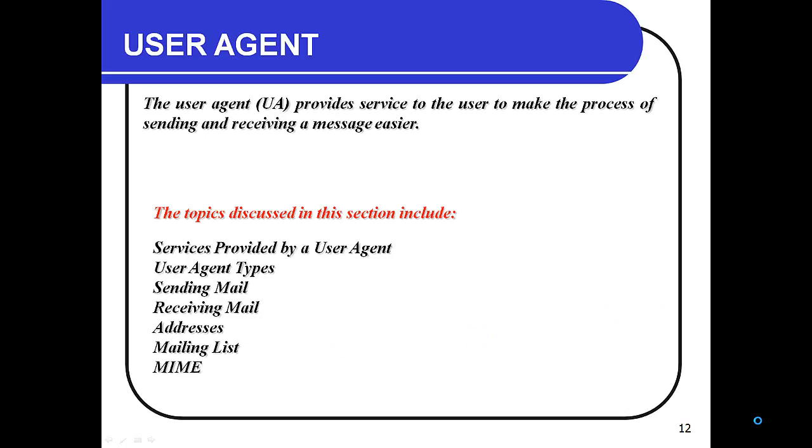Let's talk about user agents right now. The user agent, or UA as we've already called it, provides service to the user to make the process of sending and receiving a message easier. So in this section we're going to talk about services provided by a UA, UA types, sending mail, receiving mail, addresses, mailing list, and MIME.